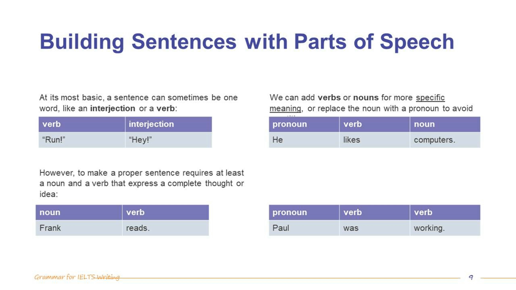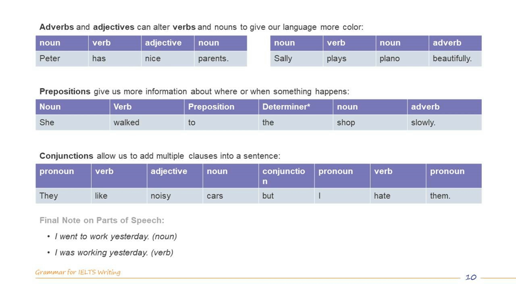Adverbs and adjectives can alter verbs and nouns to give our language more color. Peter has nice parents. Sally plays piano beautifully. Prepositions give us more information about where or when something happens. She walked to the shop slowly. Remember that a determiner or article is another part of speech, sometimes considered an adjective. Conjunctions allow us to add multiple clauses into a sentence. They like noisy cars, but I hate them.